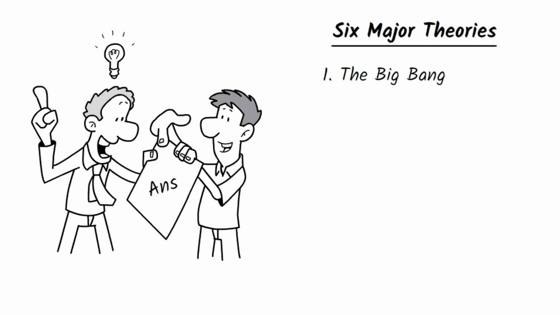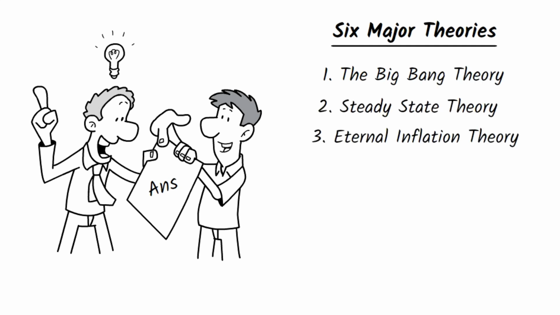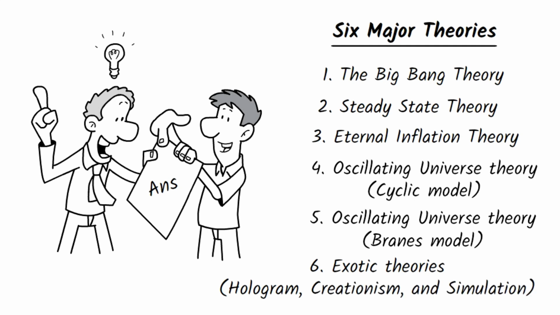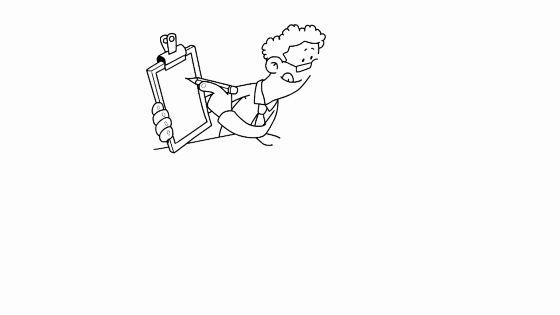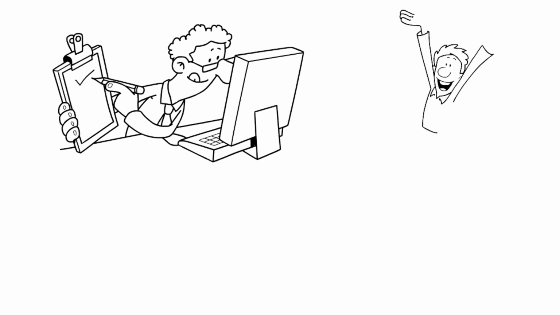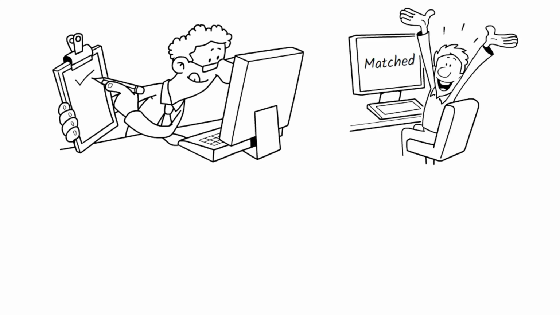These 6 theories are the Big Bang theory, steady-state theory, eternal inflation theory, Cyclic and Branes model of oscillating universe theory, and exotic theories like hologram, creationism, and simulation. Among these theories, the Big Bang theory is the most accepted scientific theory today, because all the experimental data that are available to the scientific community are perfectly consistent with this theory, or in other words, this theory fits into our experimental data very well.